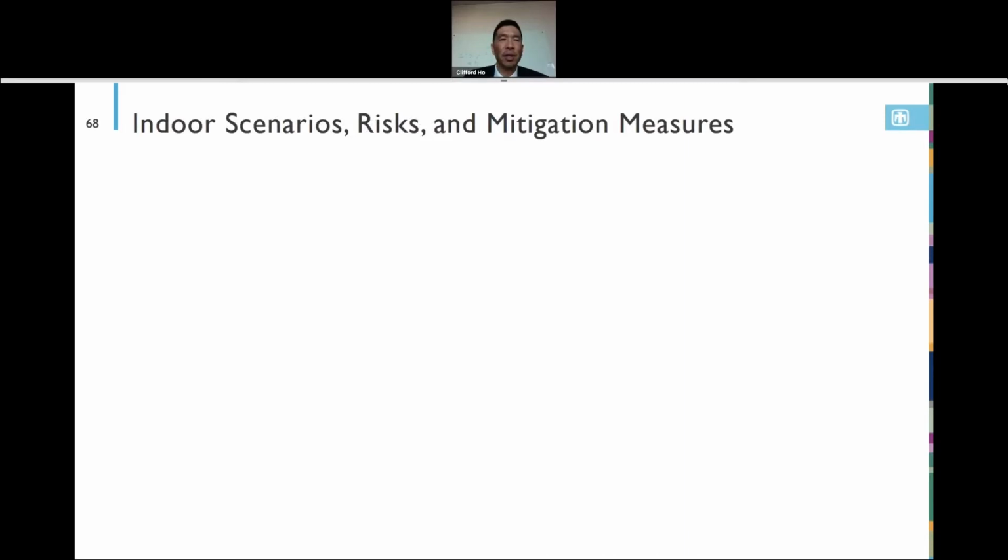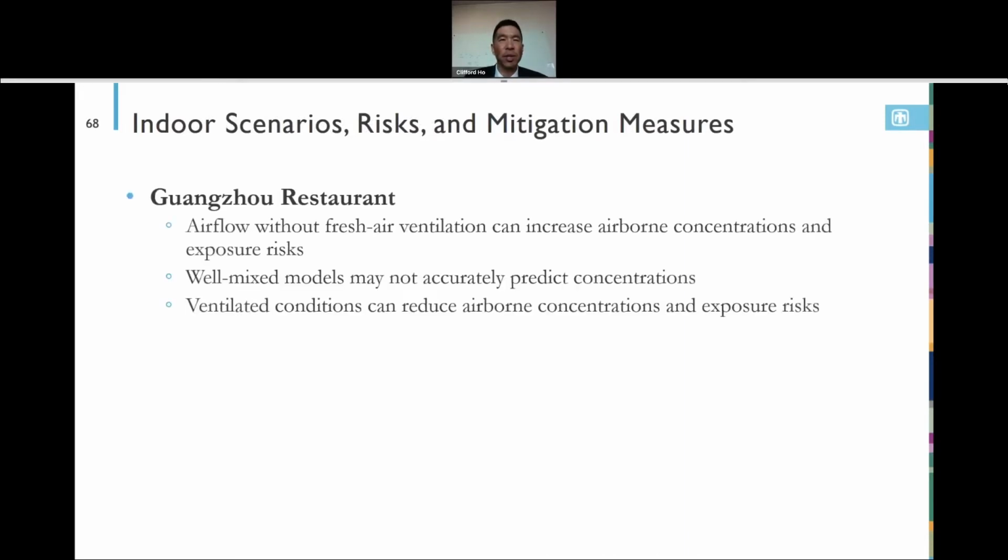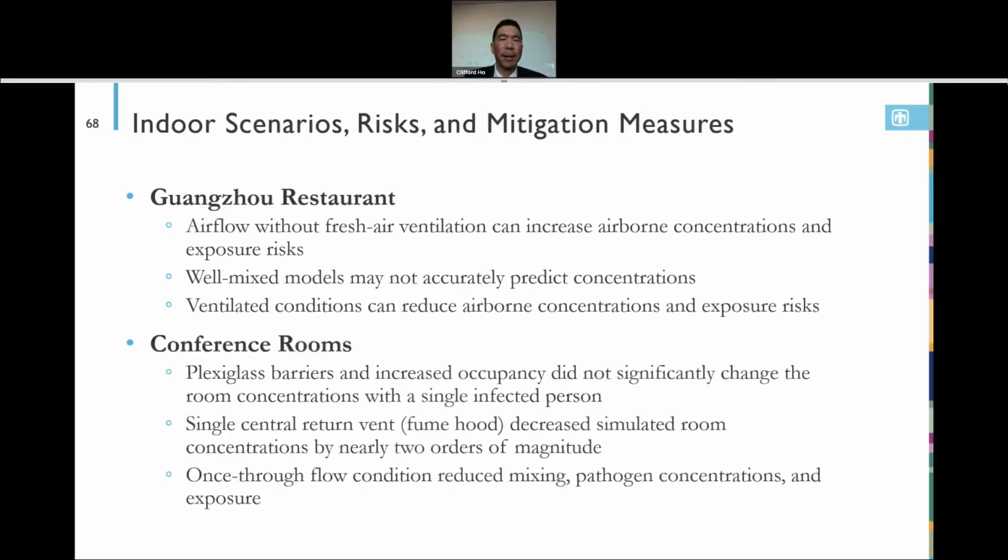For the indoor scenarios, we looked at the Guangzhou restaurant, which showed that if you have airflow without fresh air ventilation, that can actually increase airborne concentrations and exposure risks. We saw well-mixed models may not accurately predict spatial variability in concentrations in rooms. And if you had ventilated conditions with fresh air, it could reduce the airborne concentrations and exposure risks.